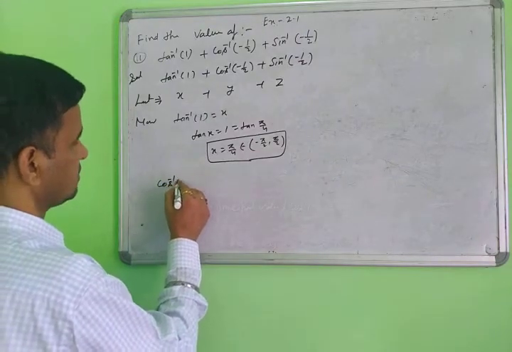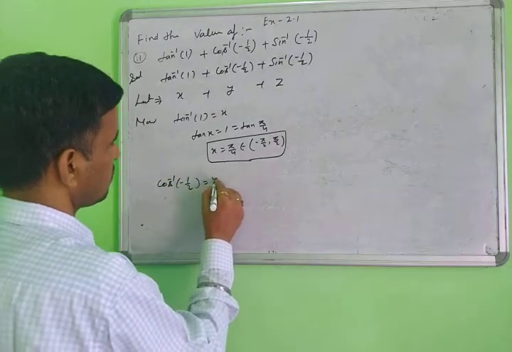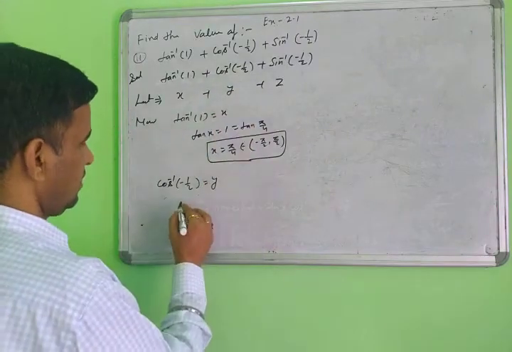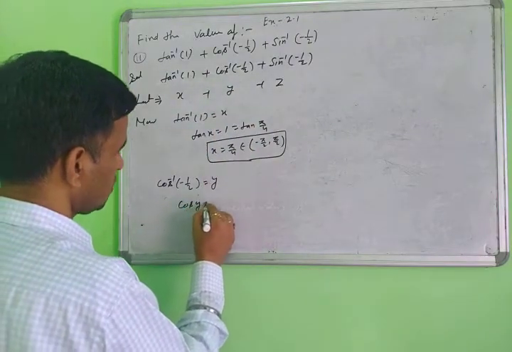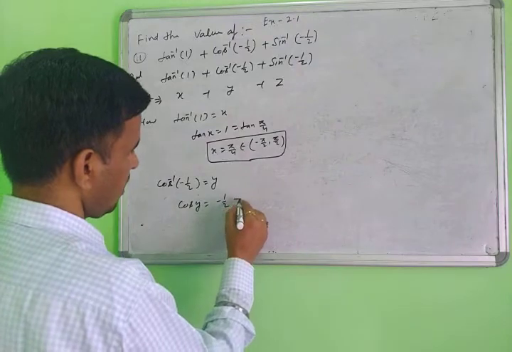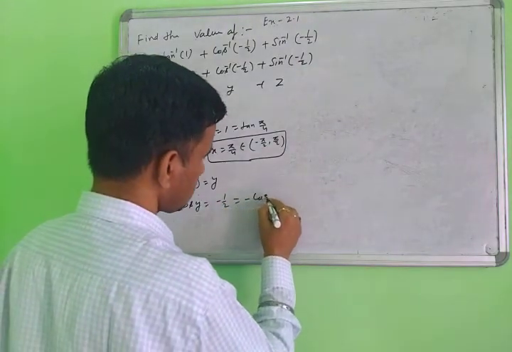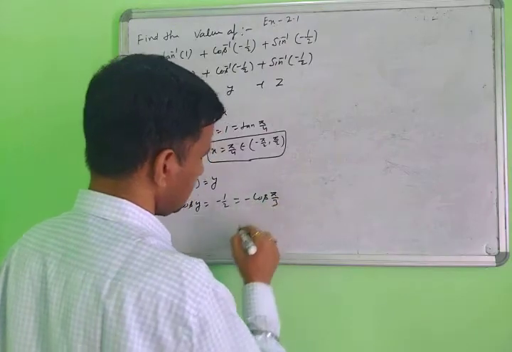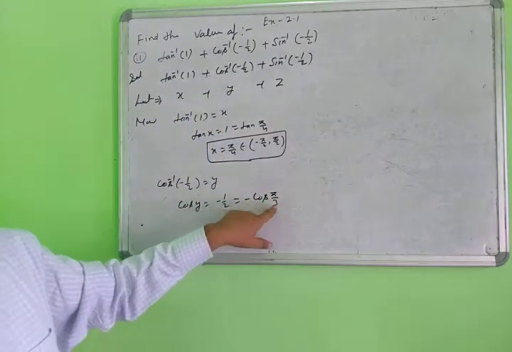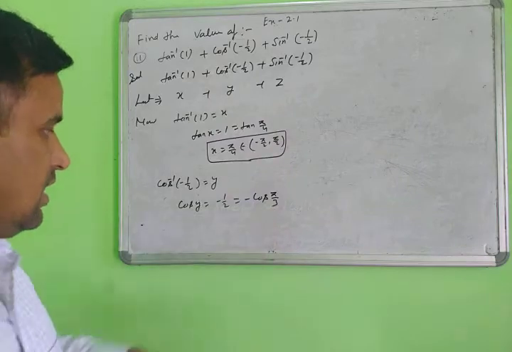Second, cos inverse minus 1 by 2 equal to y. So I am taking the y here. That means cos y equal to minus 1 by 2. And this is the value of 1 by 2, cos 60. So minus cos pi by 3. This is the value of the 60, pi by 3.